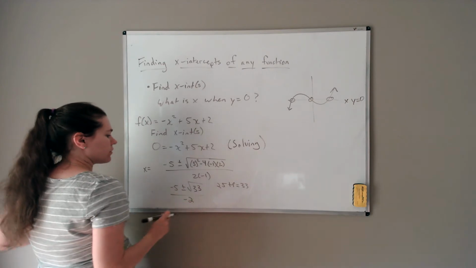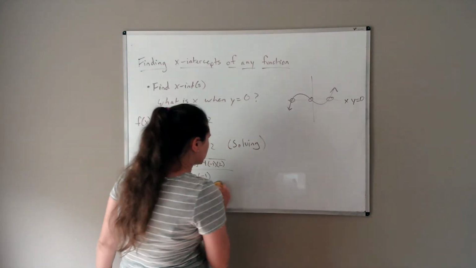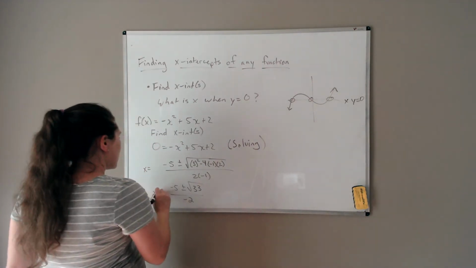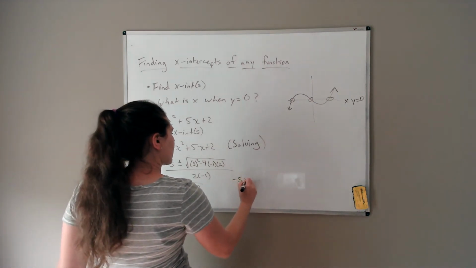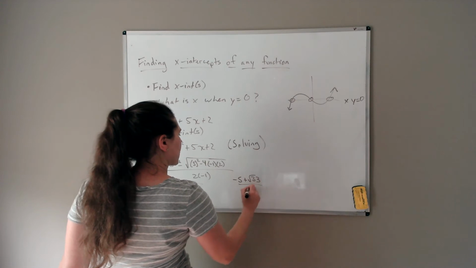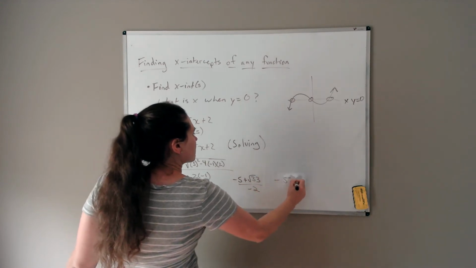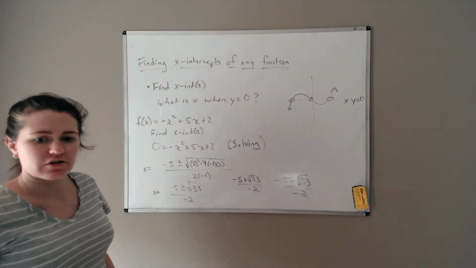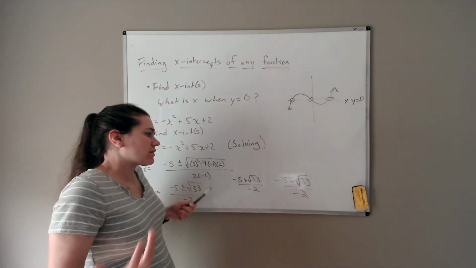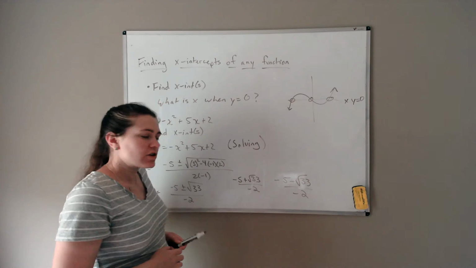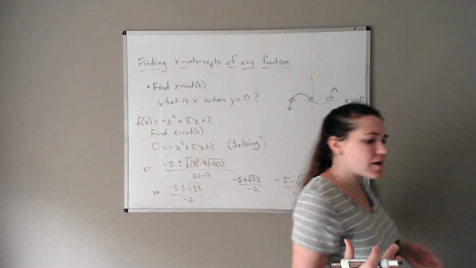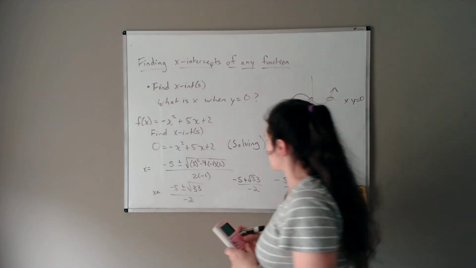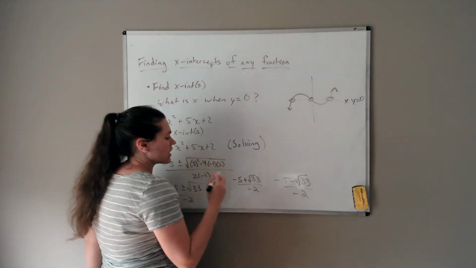all over negative 2. Now, usually you would keep your answer exact, but if I said that the x-intercepts are negative 5 plus the square root of 33 over negative 2, and negative 5 minus the square root of 33 over negative 2, and I asked you to graph those x-intercepts, it's not going to be easy. So when you are talking about x-intercepts, it's okay to round your answers. So I'm going to go over rounding your answer.